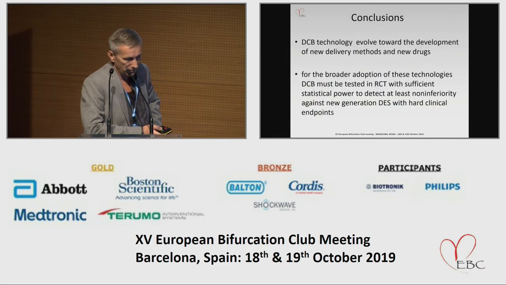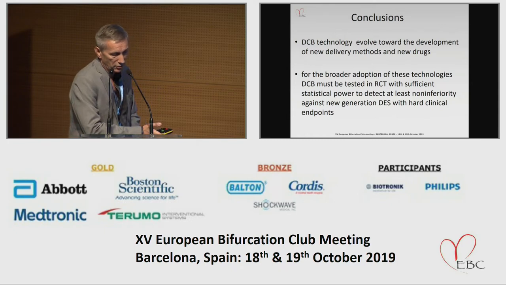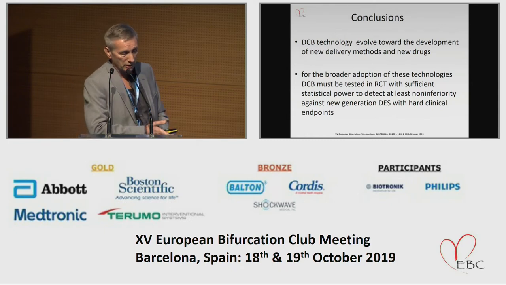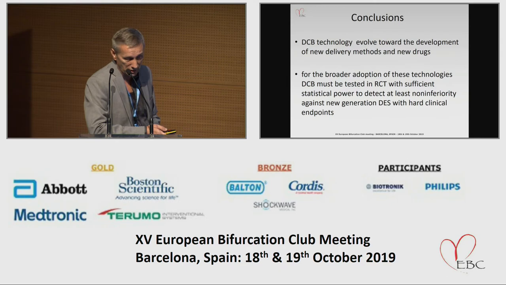So at the end, I will say that drug-coating balloons are a technology that is evolving toward the development of new delivery methods and new drugs. And we need more large randomized clinical trials with sufficient statistical power to detect at least non-inferiority compared to the best drug-eluting stents for the broader application of this technology.